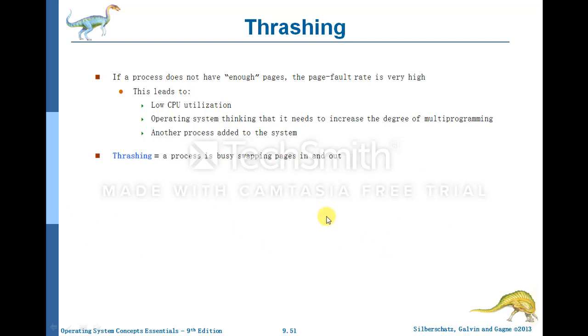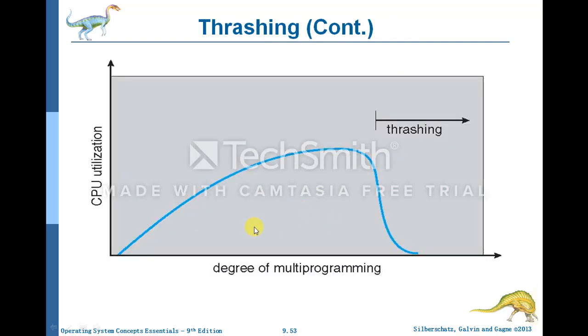Next is the continuation of thrashing. As you can see, the CPU utilization increases as the degree of multiprogramming moves to the right. As you can see in the graph, at this part the CPU utilization is increased while the degree of multiprogramming is busy. At this part is the thrashing, because it is now busy swapping input and output of data.